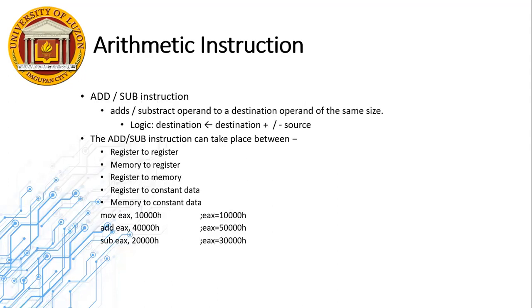For addition and subtraction, it adds or subtracts a source operand to a destination operand of the same size. So the logic is the destination equals the destination plus or minus the source. Addition and subtraction instructions can take place between register to register, memory to register, register to memory, register to constant, memory to constant, but they cannot take place memory to memory.